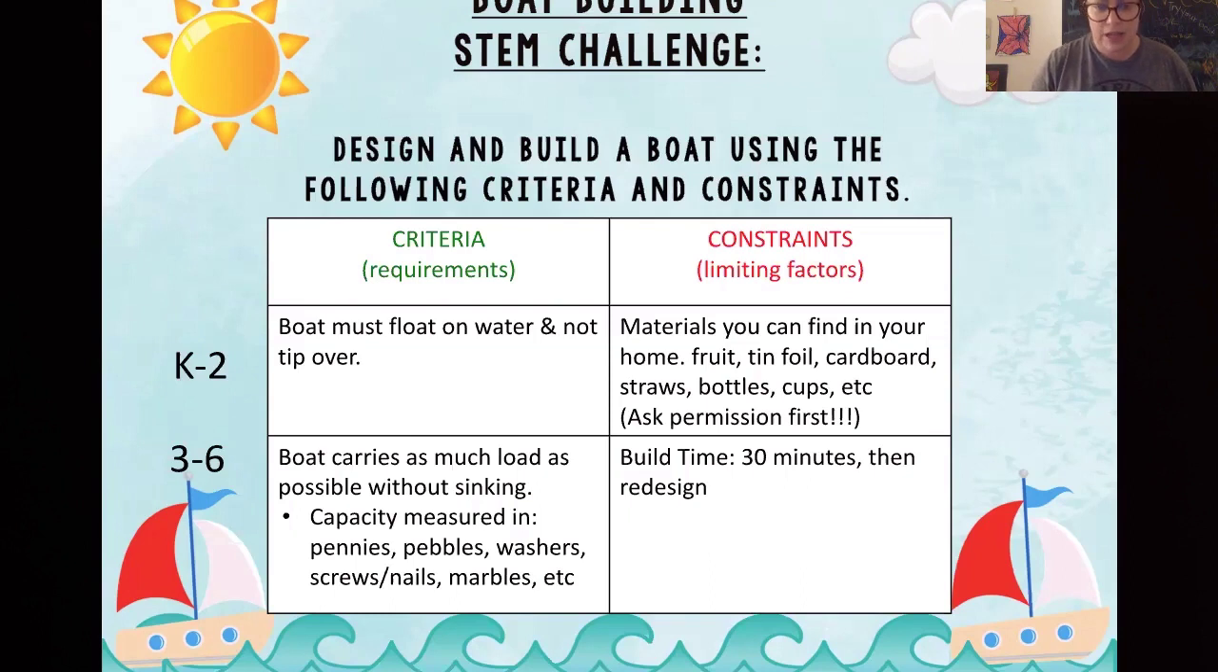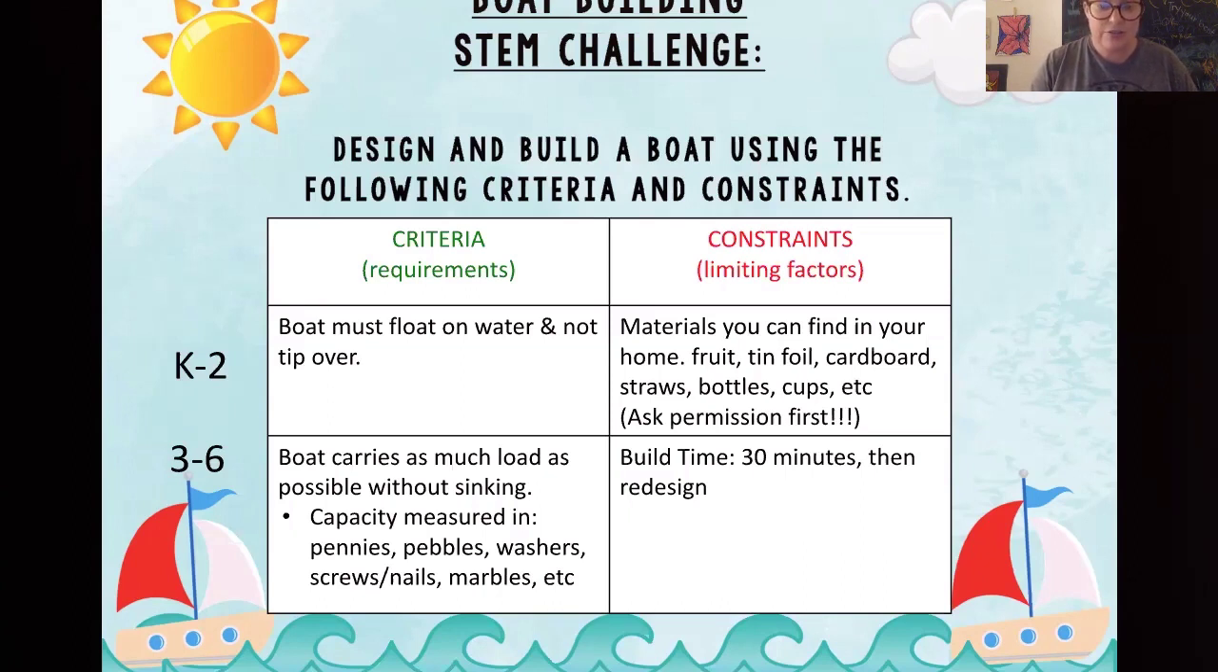So for the K through 2 challenge, your criteria, your requirements, are that your boat must float on water and not tip over. And then your constraints, your limiting factors, are the materials that you can use. You have to use materials that you can find in your home. Some examples of things that you might like to use are fruit, tin foil, cardboard, straws, bottles, cups, anything like that you can find around your house to make your boat. But make sure that you ask permission before you start sticking stuff together and making boats out of it, okay?